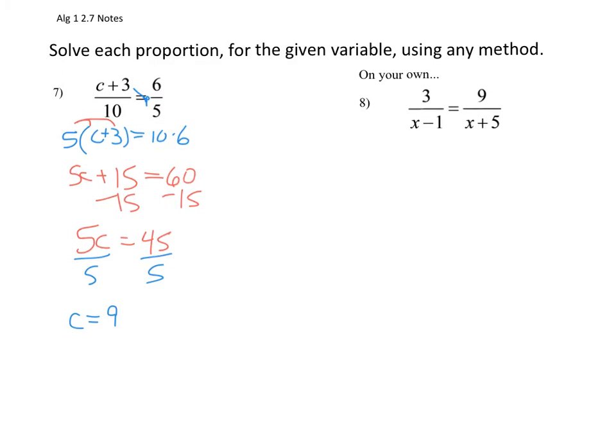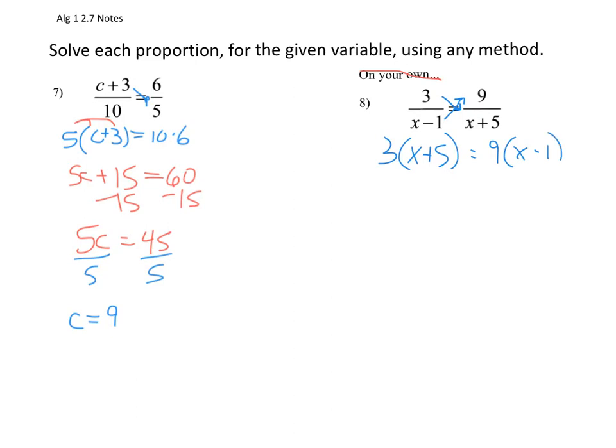Alright, number 8 says to do that one on your own. And you know what? Let's scratch that plan. That one looks a little bit more intense. Let's do that one together, okay? So, my cross product property says that I can take 3 times x plus 5, and that will be equal to 9 times x minus 1.